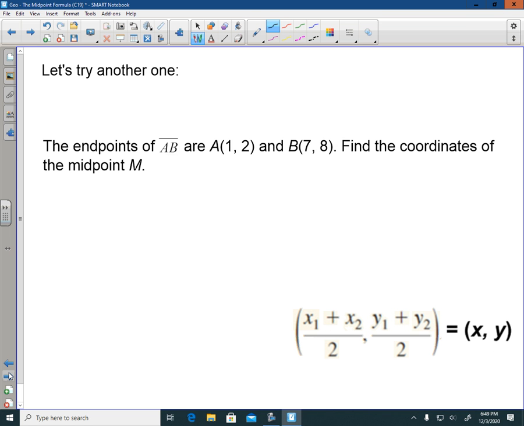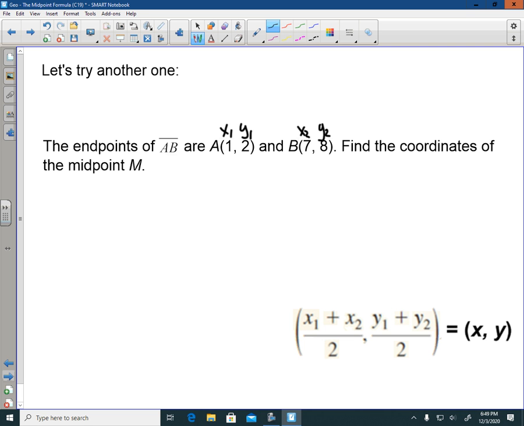So we have the endpoints of AB are A and B, and they are at 1, 2, and 7, 8. Find the coordinates of the midpoint, and we can just identify our x's and y's, plug them into the formula, and simplify. So this one is the first x, and here's the first y. So there's your x1 and your y1, and here's your x2 and your y2, and that was really the hardest part. Now we just take those values and plug them into the right place in the formula.